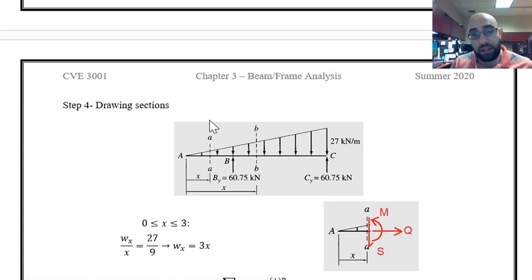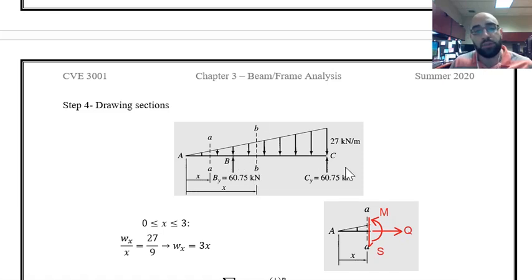and the other thing that you have to remember is the number of sections that you have to consider, and that depends on the loading that you have on the beam. Whenever you have a change in the loading along the length of the beam, you have to consider a specific section for that region. Point A is the beginning of the beam, so right after that I have to have a section. And then we have point B, where the reaction is applied, right? So right after that I have to have a section.